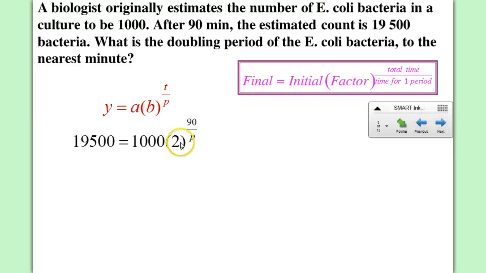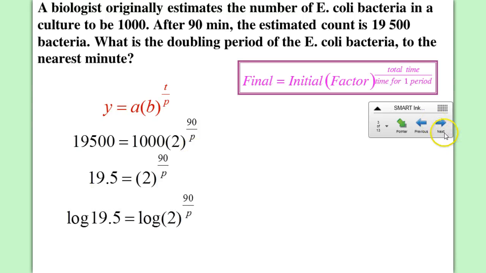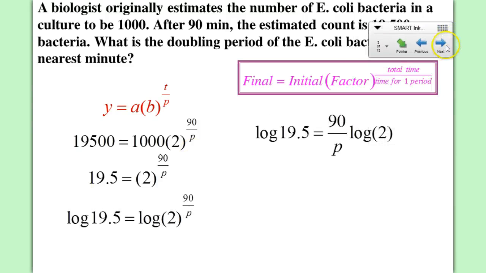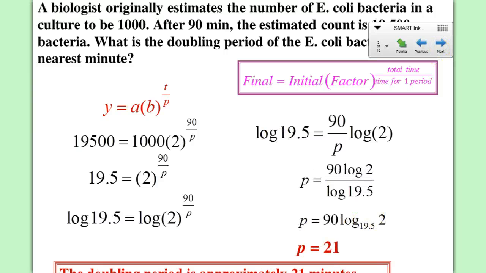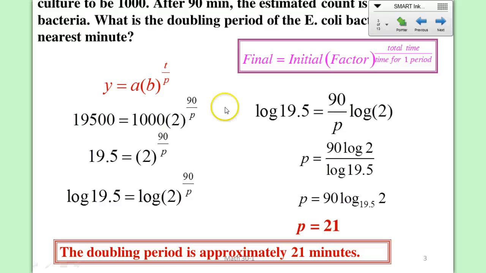Our base is 2 because they talk about doubling. We started with 1,000. We want it to grow to 19,500, and we were looking for the doubling period. What's the period that it takes? So we need to now solve that like we did in exponential equations. We can't write that as a base of 2, so we use logs, and we end up with P equal to 21. So it takes approximately 21 minutes for it to double. It has a 21-minute doubling period.